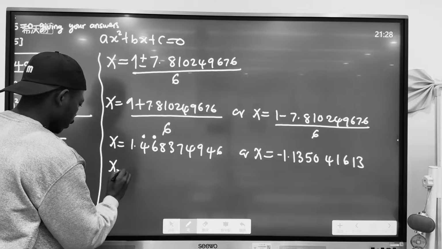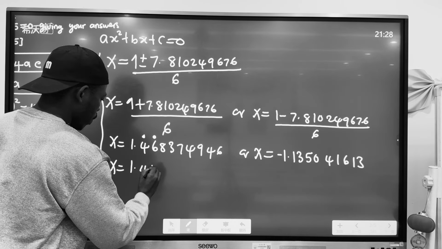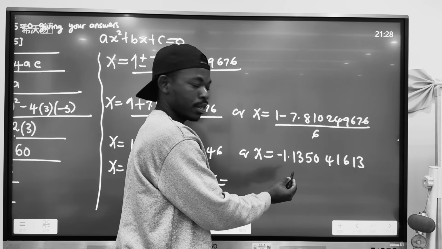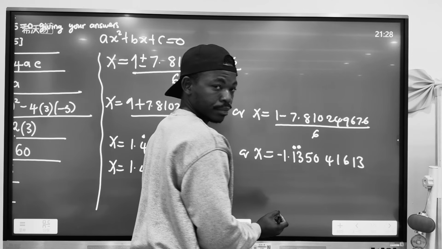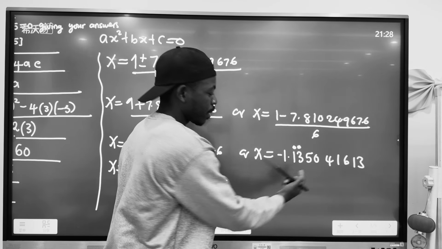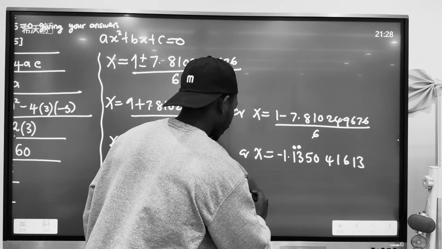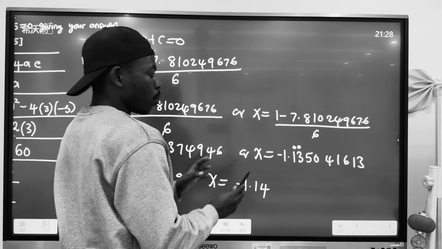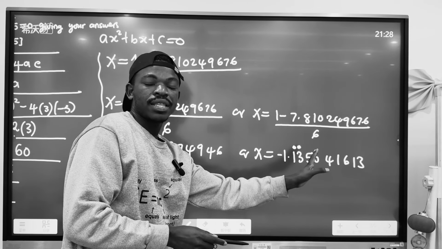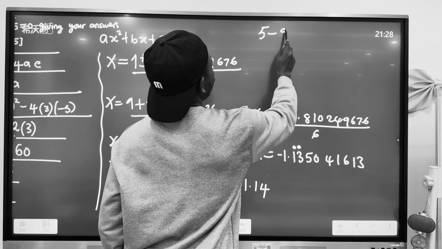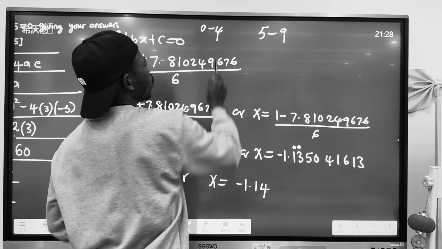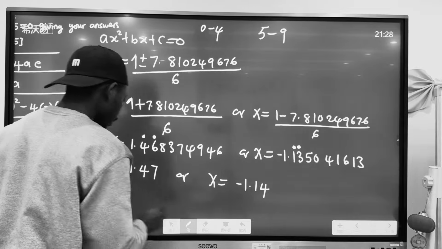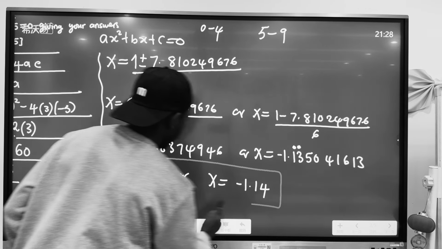So it means x will be 1.47, or x is equal to what here? The same thing here. So 2 digits here. But look at the number that comes after 3. It's 5 again, so we need to add 1 there. So x is equal to negative 1.14. Remember, you only add 1 if the number that comes after that last digit is from 5 to 9. But if it's from 0 to 4, you don't need to add anything. You just leave it like that. So this is our final answer.